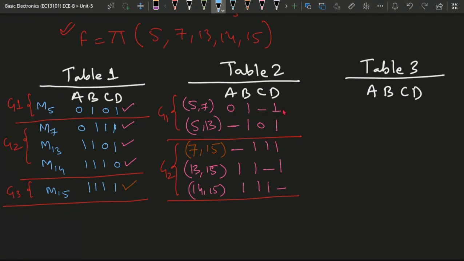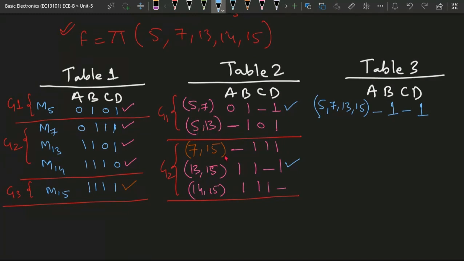If grouping is possible, we will be ticking it out. So grouping is possible. 5 7 13 and 15 grouping is possible. So we will be grouping it together, and its bits will be written. This one is changing, so it will be dash, then 1 dash and 1. Next, it cannot be compared with the other one.